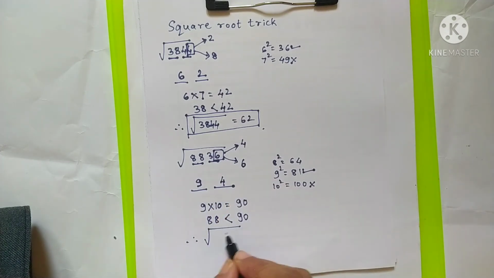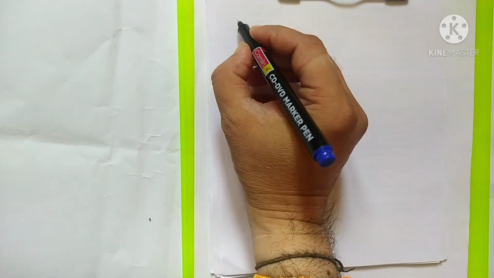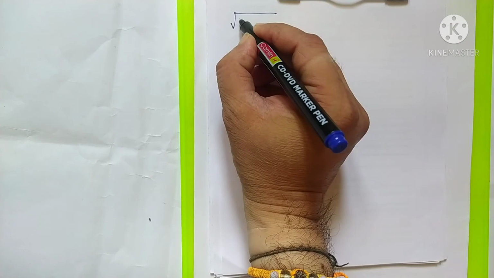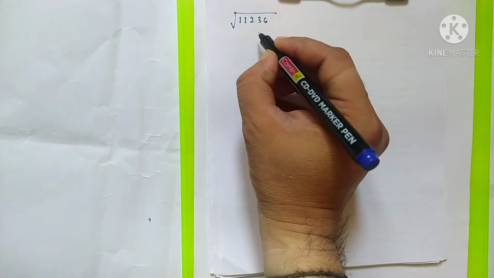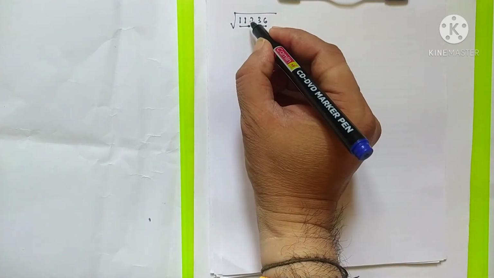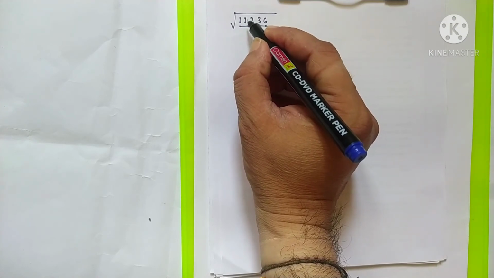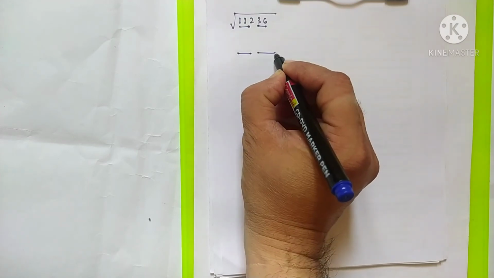Therefore, we say square root of 8836 is equal to 94. Very easy method. You need to practice again and again. Take one more example, a little bigger number this time: 11236. First group the numbers. First group always 2 digits. Second group may be 1 or 2 or many more digits. So our answer comes in 2 groups.